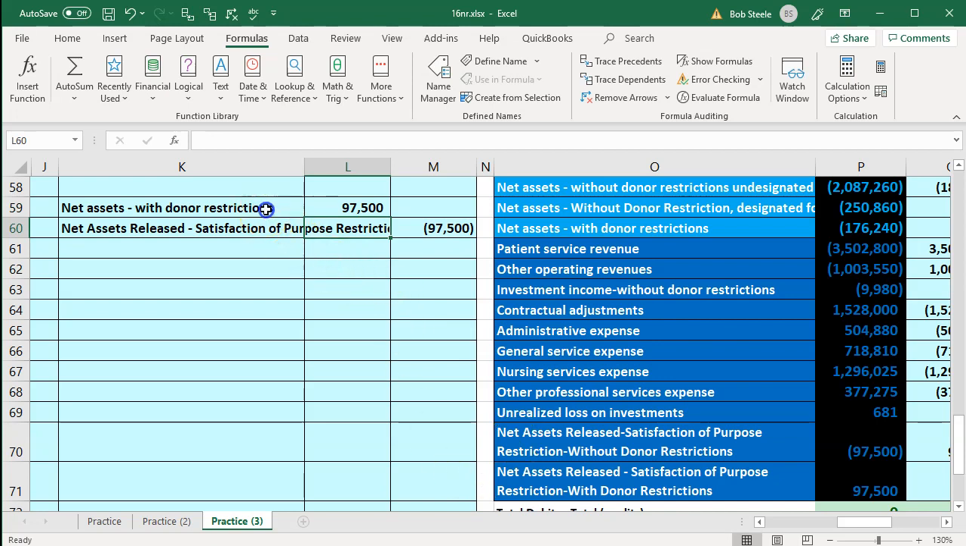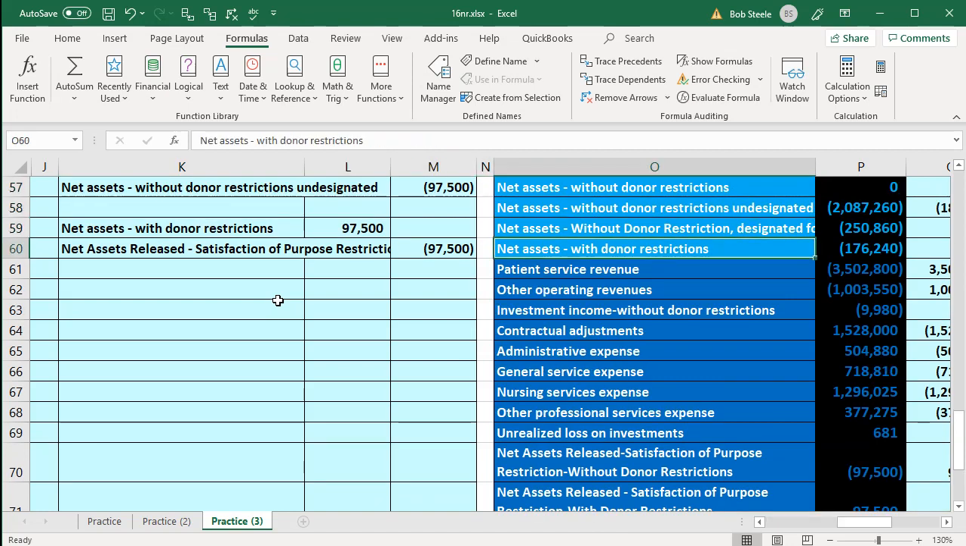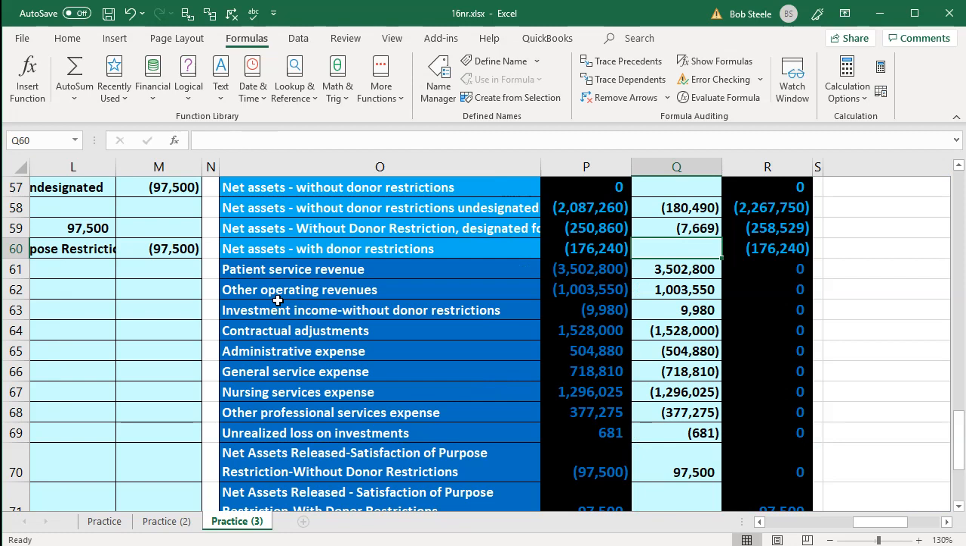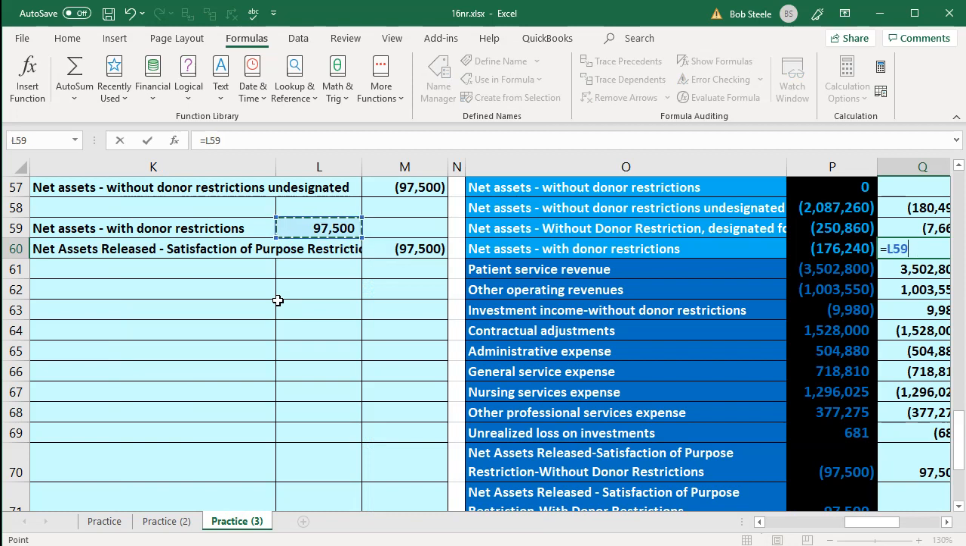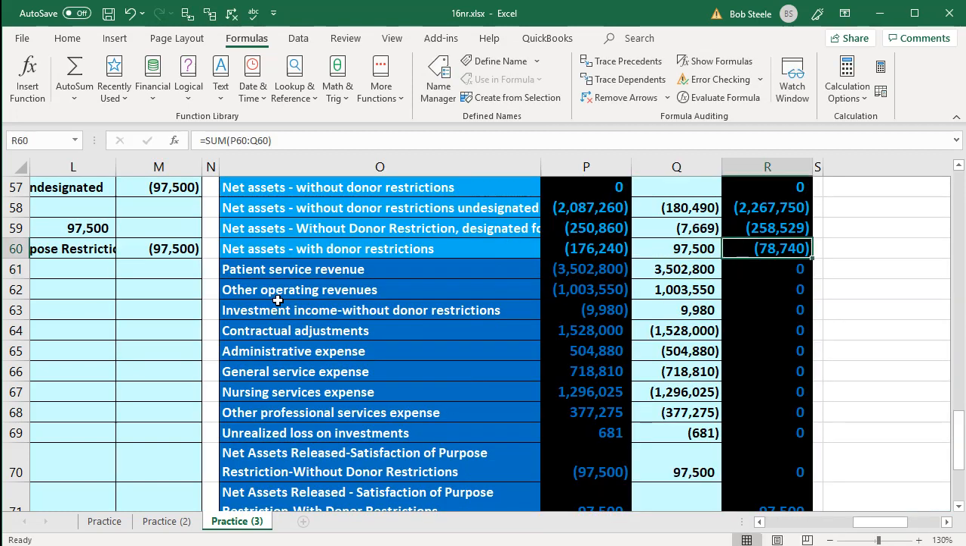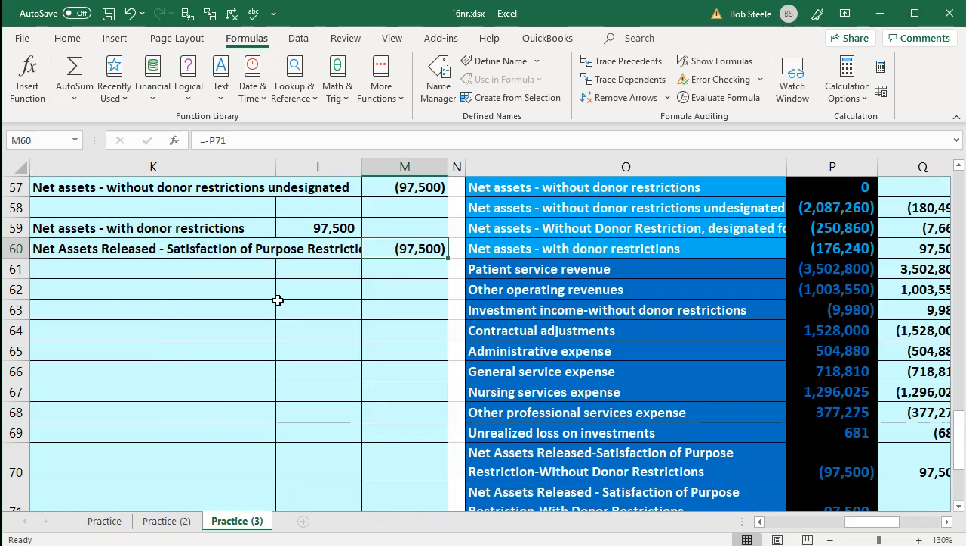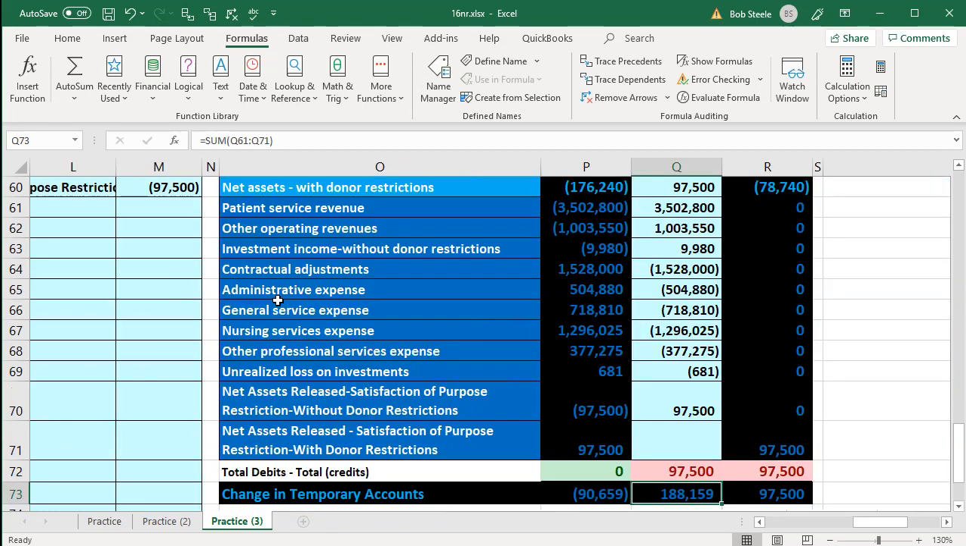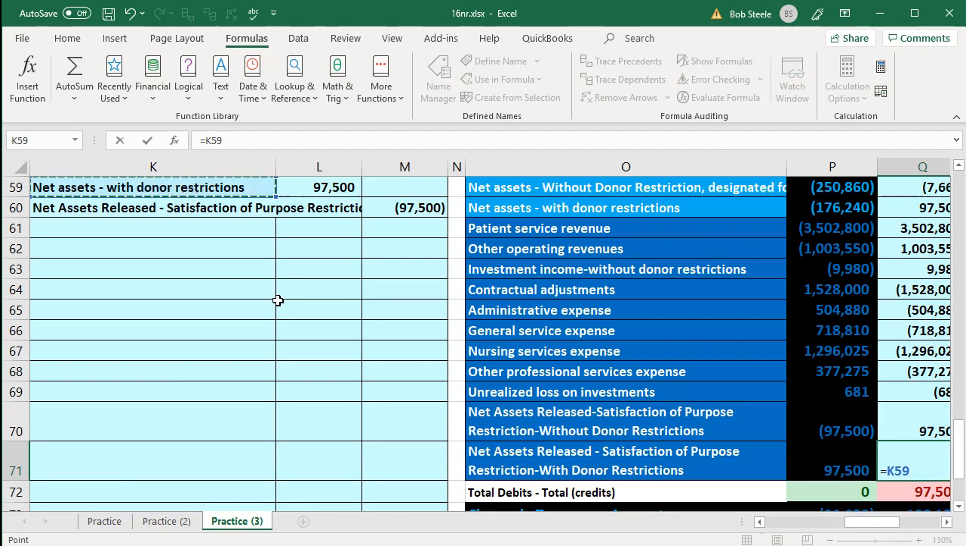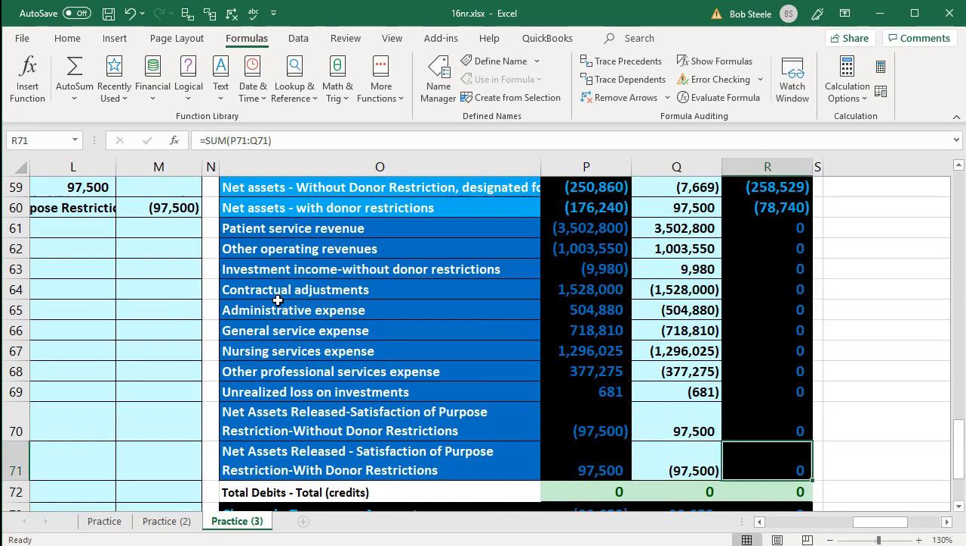Let's go ahead and post this out. See if it finishes things off, makes everything look like what we want it to look like, all like the temporary accounts being 0. Net assets without donor restrictions then, we're going to say is here. We are in cell Q60. Within Q60, we say equals, and scroll over to that 97,500. So there we have that. And then we're going to go to this account, net assets released. So scrolling down to cell Q71, we'll say equals, and scroll back up to that 97.5 and enter. So there we have that.